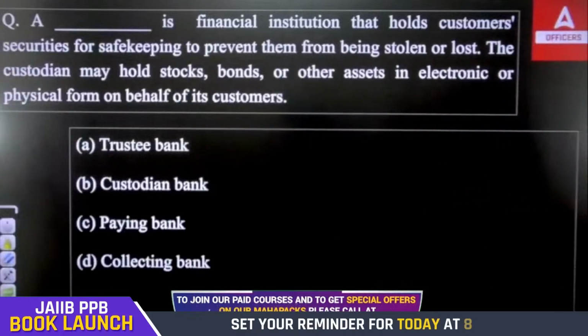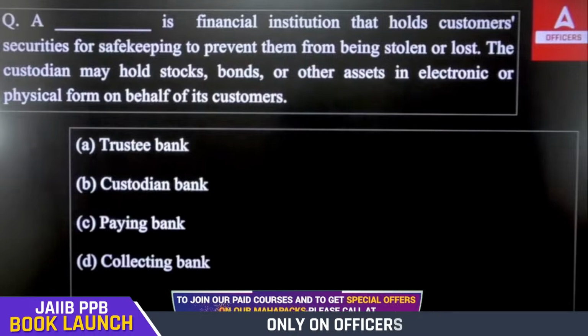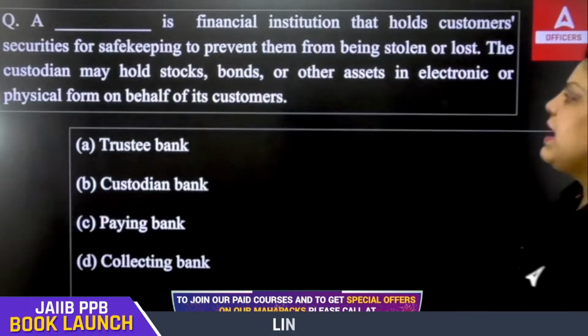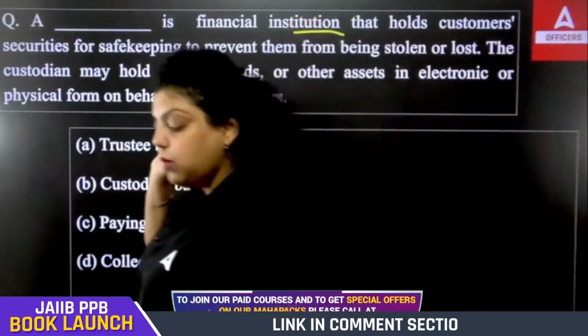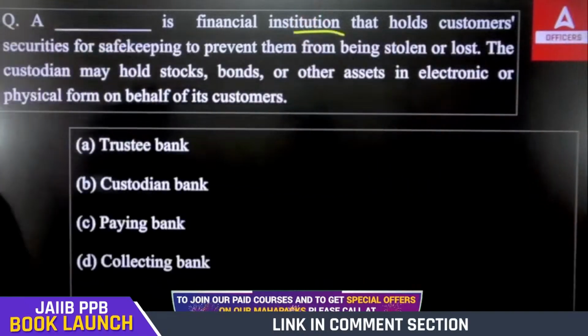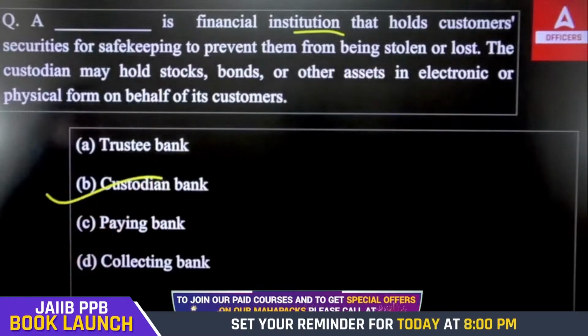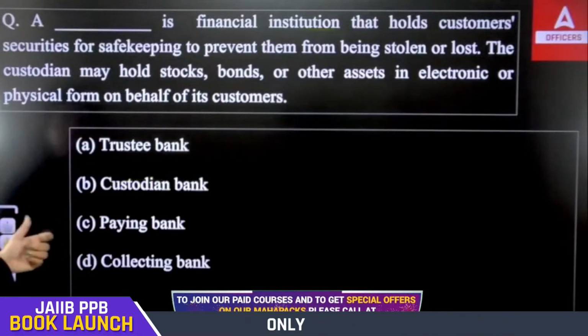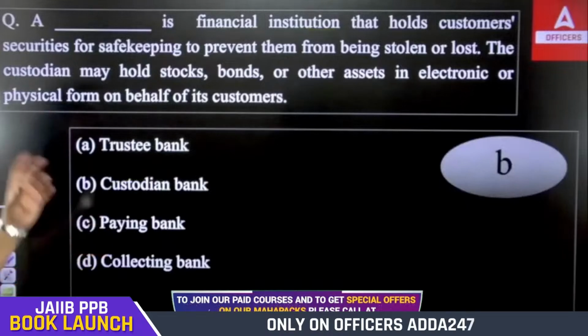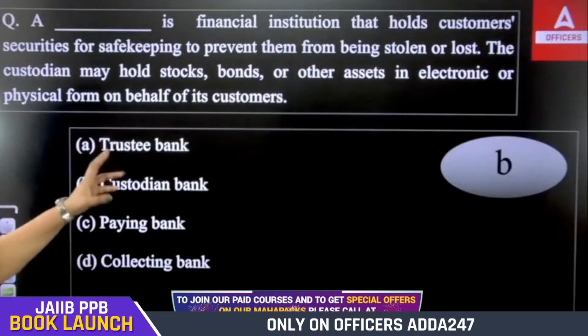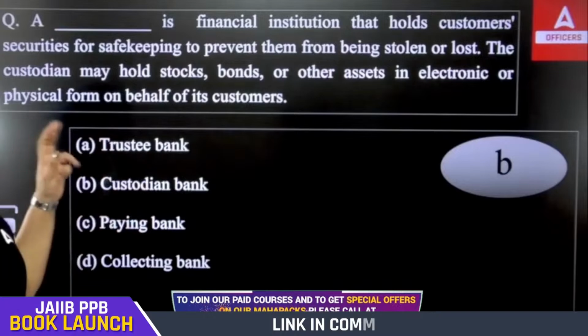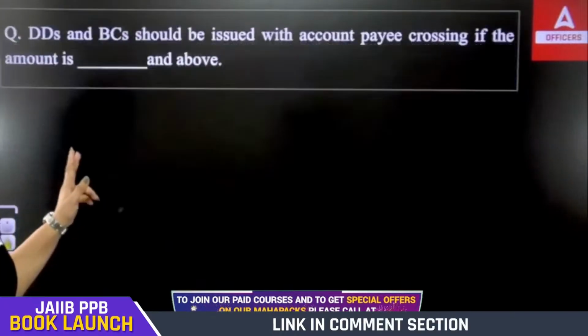A dash is a trustee bank, a dash is a custodian bank, a dash is a paying bank, or a dash is a collecting bank. So which particular bank is the financial institution that performs these activities for the customer? The right answer will be obvious: the custodian bank will hold the customer's securities for safekeeping to prevent them from being stolen or lost. So the right answer will be custodian bank.